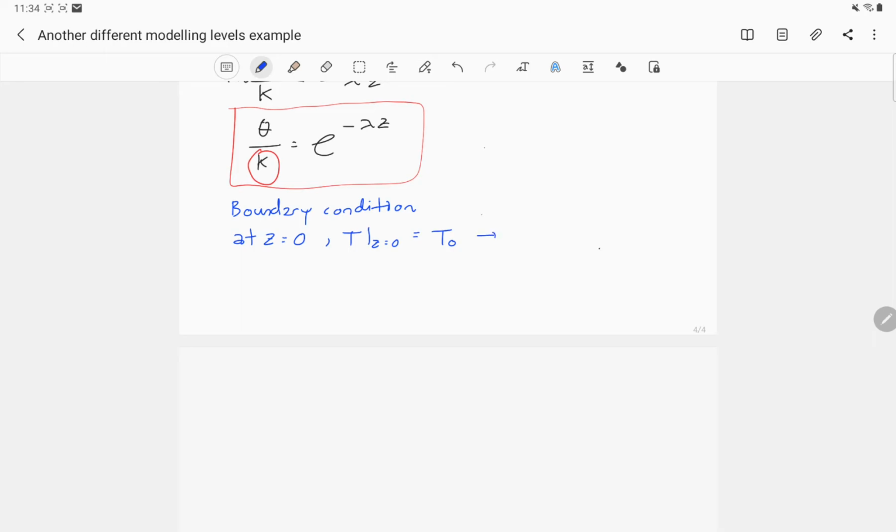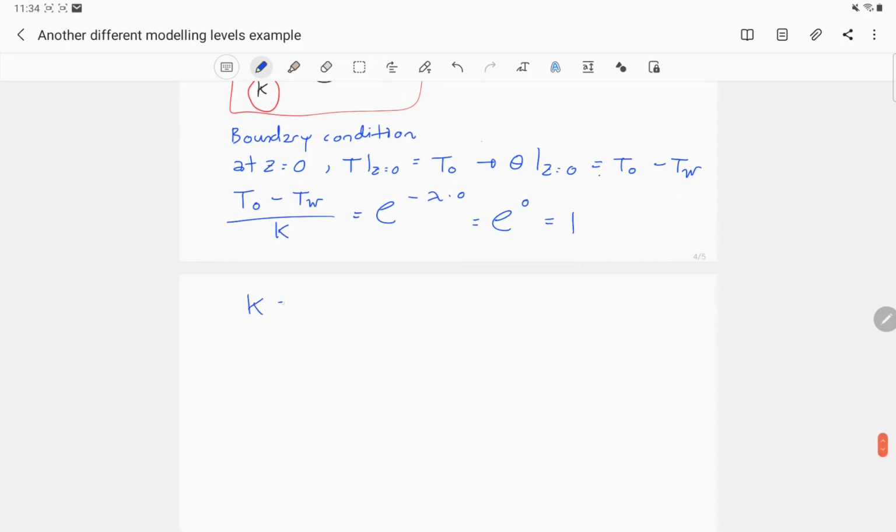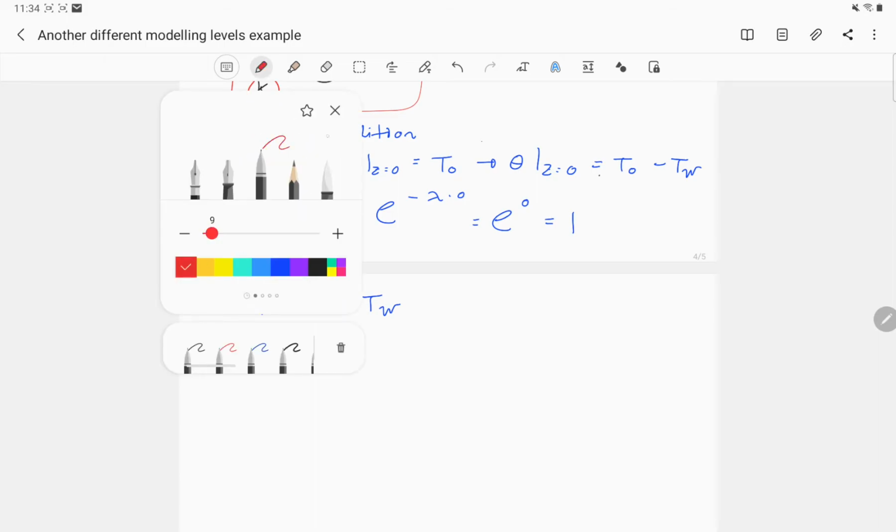Okay, so as a result of this, theta at z equals 0 will be equal to T naught minus Tw. In that case, if we insert it into these equations, T naught minus Tw divided by k will be equal to e to the minus lambda multiplied by 0. And this will be equal to exponential of 0, which is equal to 1. So we have our k equal to T naught minus Tw. So the final solution is basically equal to this one.